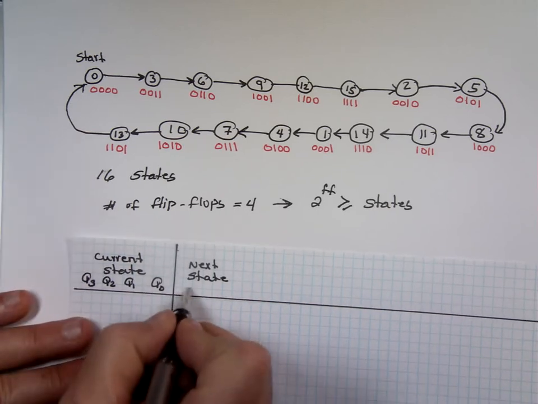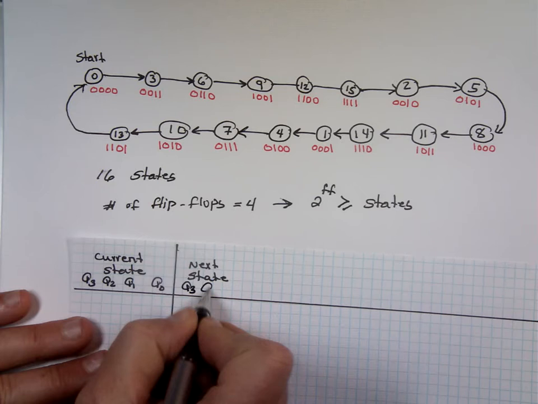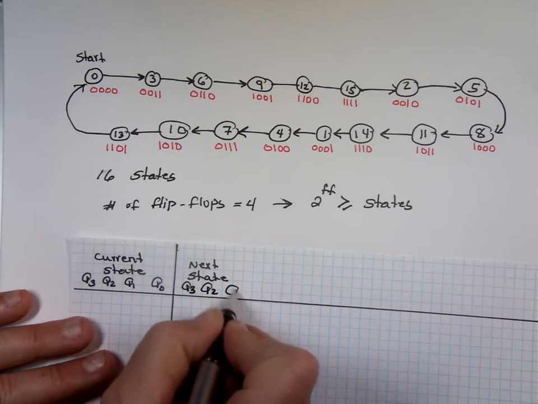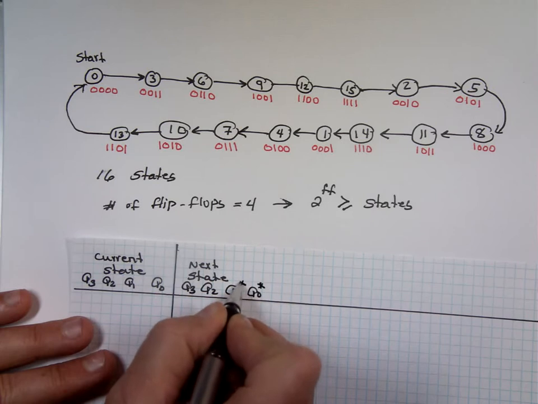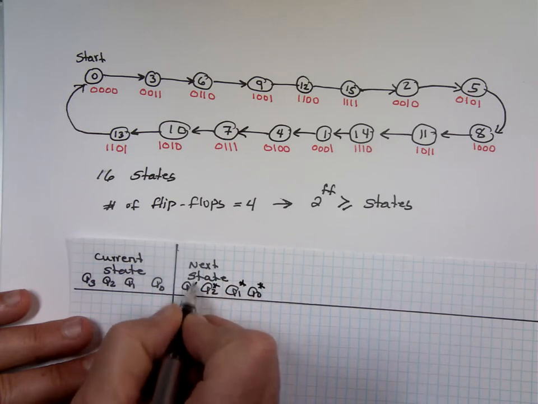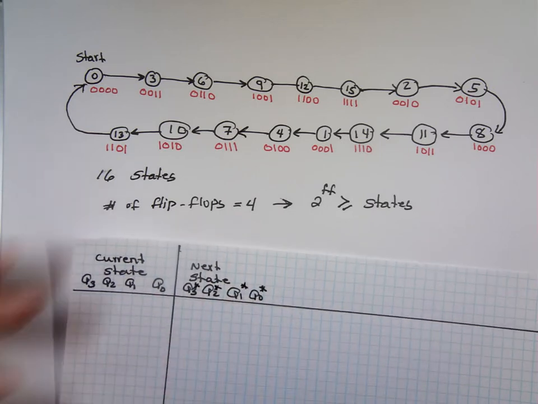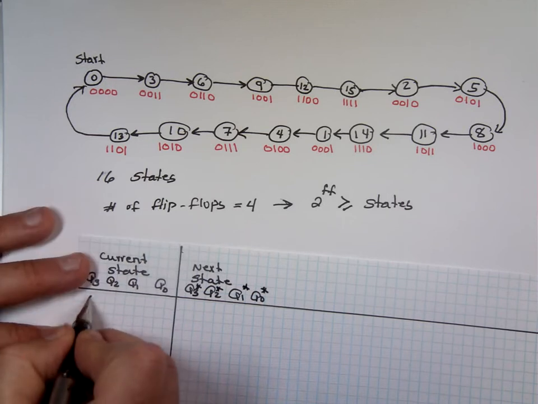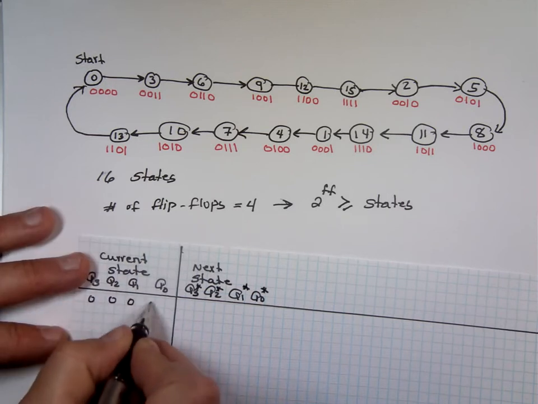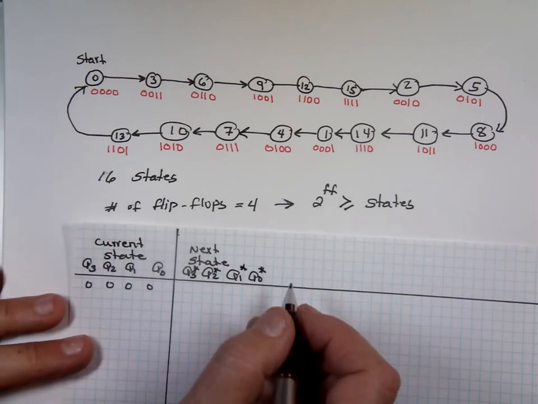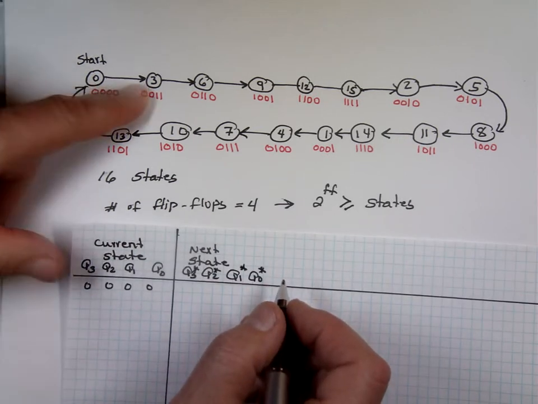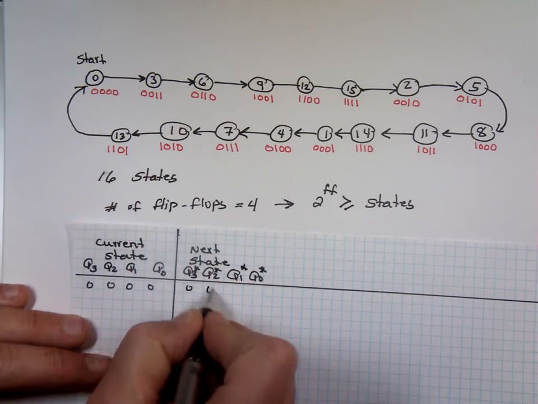And the next state again, Q3, Q2, Q1, Q0. These are the next state. We'll put asterisks on them. So if you are in state 0, 0, 0, 0, and the clock comes in, what happens? Where do you go? To 3, which is 0, 0, 1, 1.